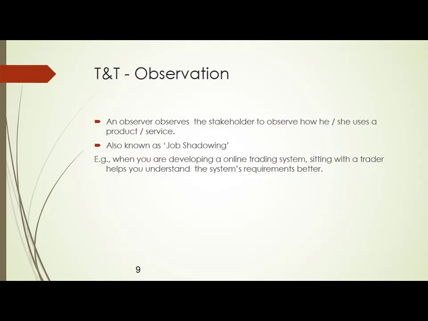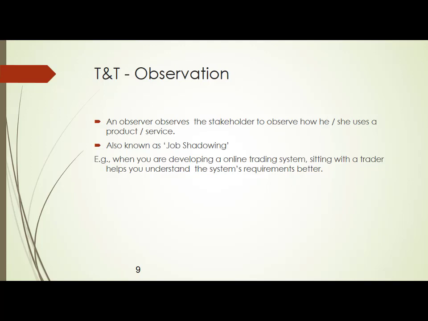Job shadowing means you sit beside the trader and you see everything he does from 9 a.m. to 6 p.m. Sometimes you watch him every minute, how he trades, how he analyzes the stock market, and then you will get the requirements. It is called job shadowing, observing him. One way is asking him what he does. He will explain in his own sentences what he does on a day-to-day basis. But he may not explain properly because he may miss out a few points.